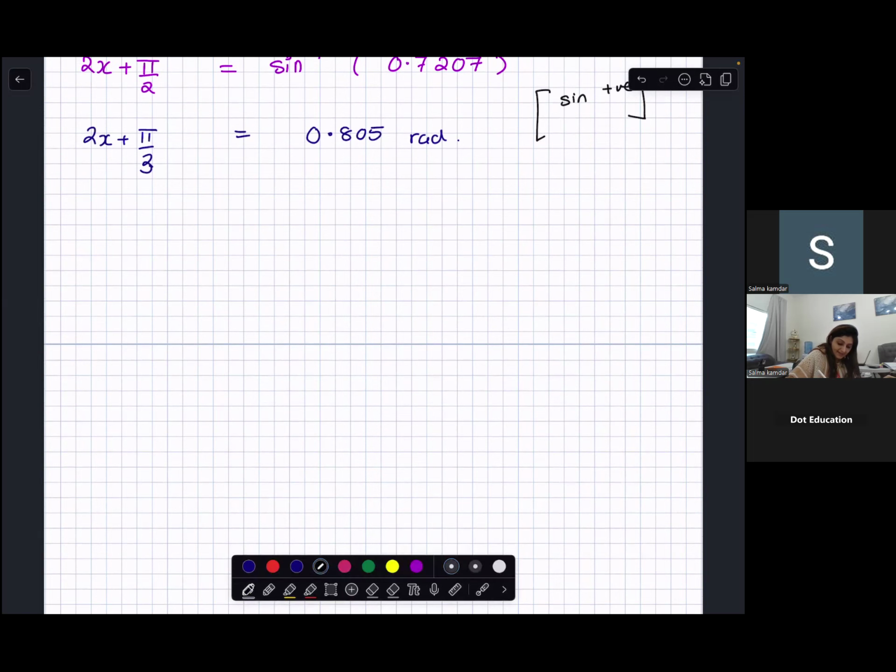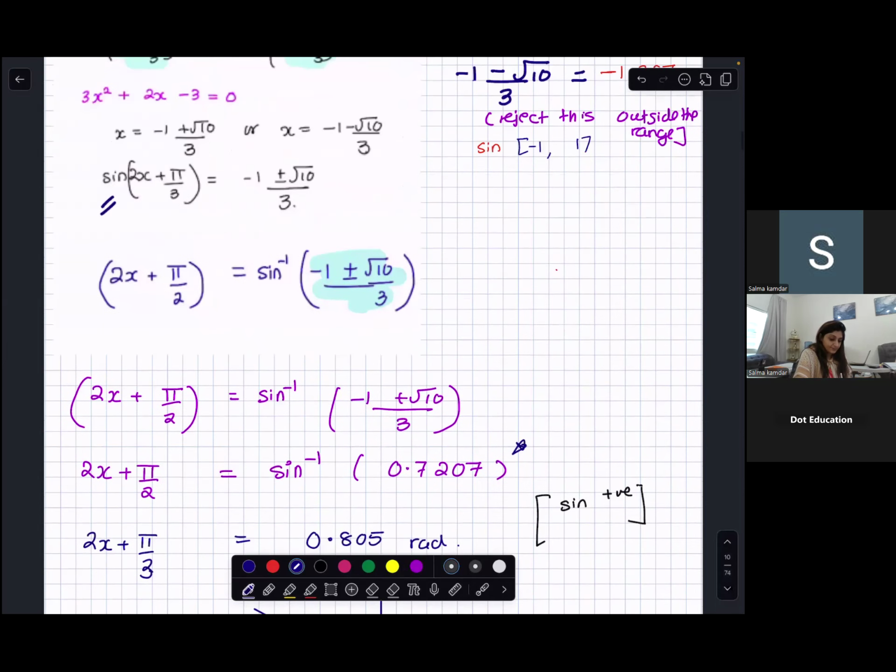So when I am planning to find out my values, I know my sine is going to be positive over here. I know my sine is going to be positive over here. So this is my principal angle, 0.805 rad, the principal value, with the help of which I'm going to find out all the possible angles. Are you with me? Okay, fine.